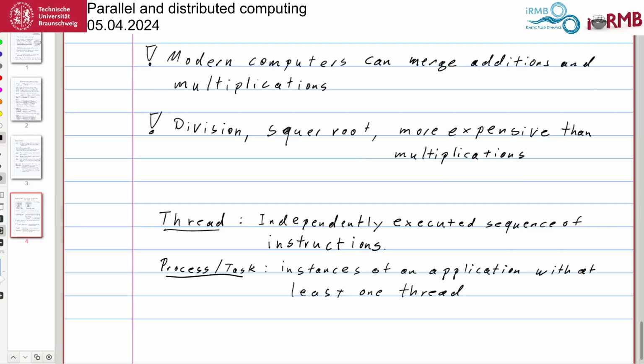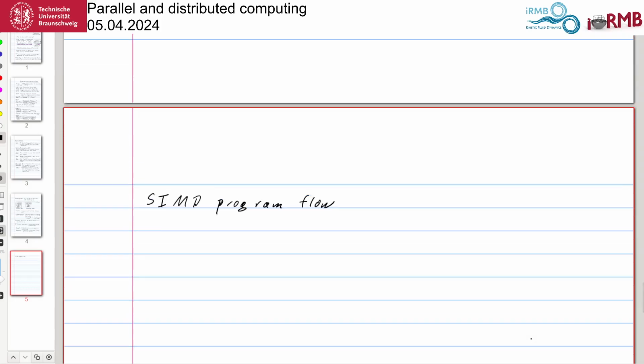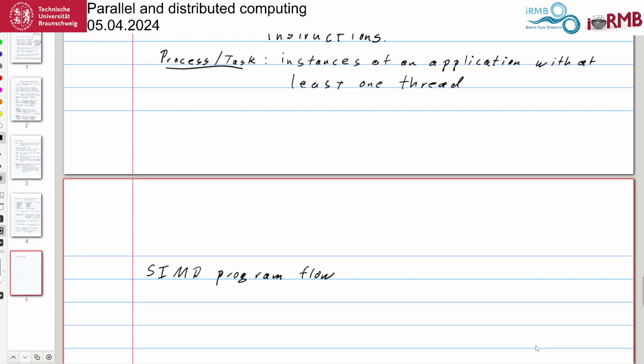So, okay, now I need another page again, and now we come to something a little bit more concrete. Namely, we look at a single instruction, multiple data program flow. So now this is related to the threads. Say we have the program. There was process and task. Yeah, sorry, I didn't come up with the definitions and things. Okay.